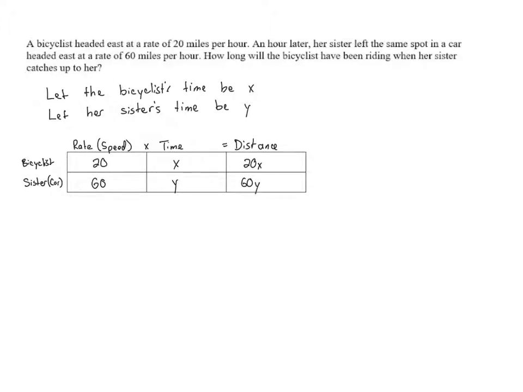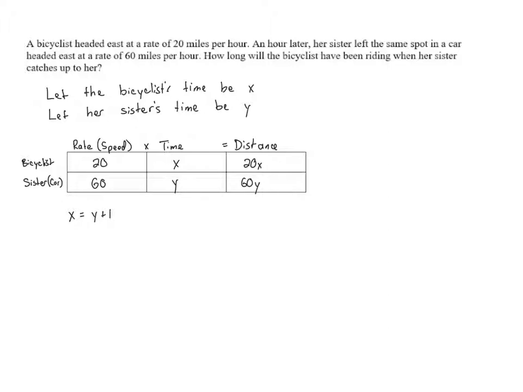Now, we need two equations that model the situation. One piece of information that we haven't used is that the bicyclist's sister leaves an hour later. That means the bicyclist is going an extra hour than her sister is going, if we're comparing the times. We can write that as an equation. The bicyclist's time x is equal to 1 hour more than her sister's time. Well, that's going to be y plus 1. So that's one equation that we have.